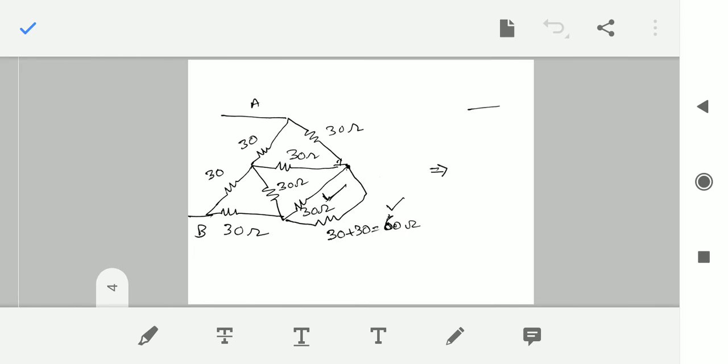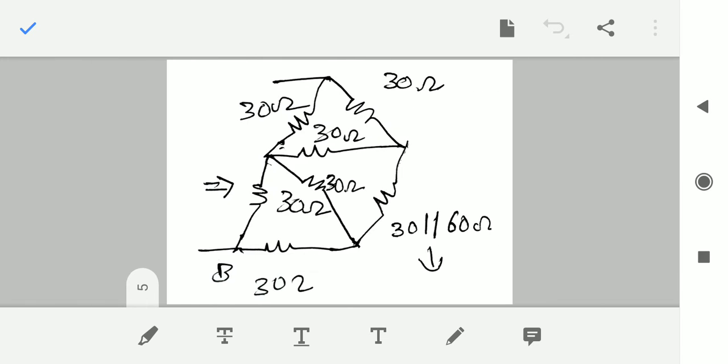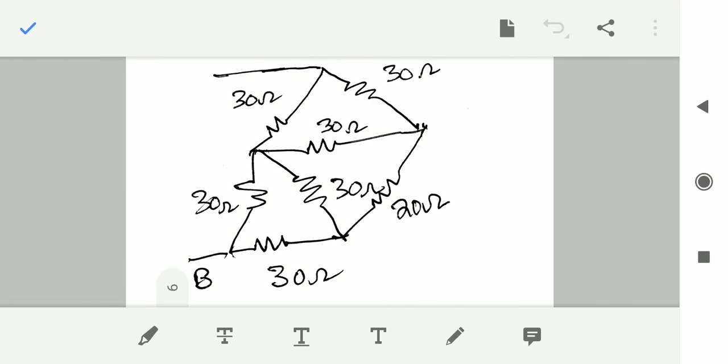And we may observe that this 60 ohm and 30 ohm are in parallel. We know the formula for parallel resistance, R1 into R2 divided by R1 plus R2. Using this formula, we can convert those two resistances into an equivalent resistance as 30 into 60 divided by 30 plus 60. The value for this will be equal to 20 ohm. Now that resistance is reduced to a single value. But further we cannot reduce the network.